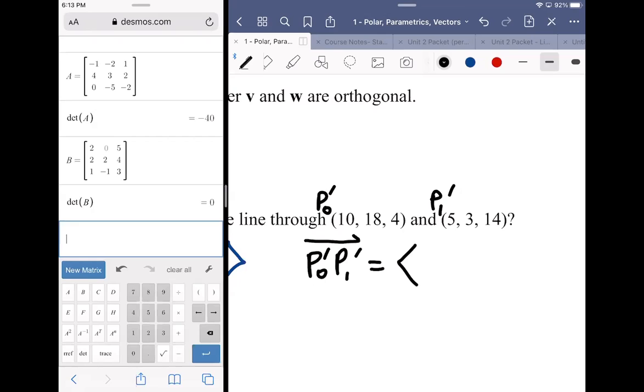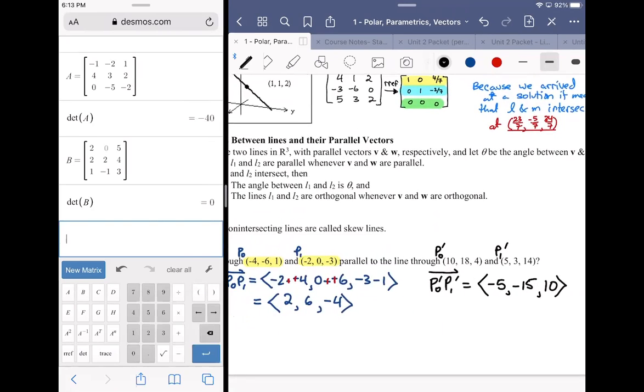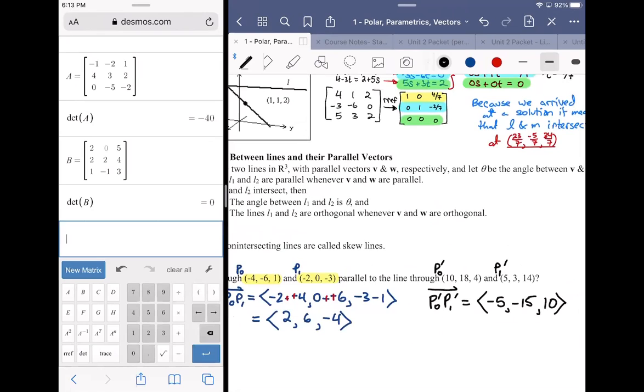So I'll just cut to the chase here. -5, -15, and 10. All right. So when I'm looking at these two sets of displacement vectors, what I want to determine is whether or not they're parallel. If they're going to be parallel, one would have to be a multiple of the other, or they're both multiples of some other root vector.